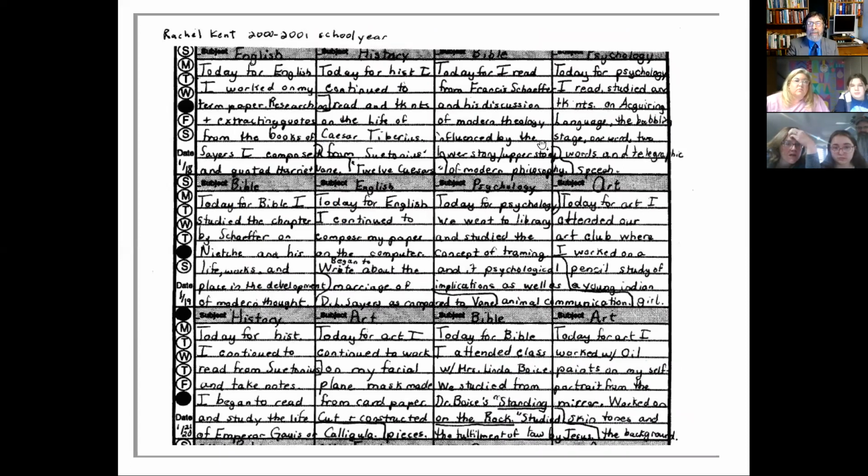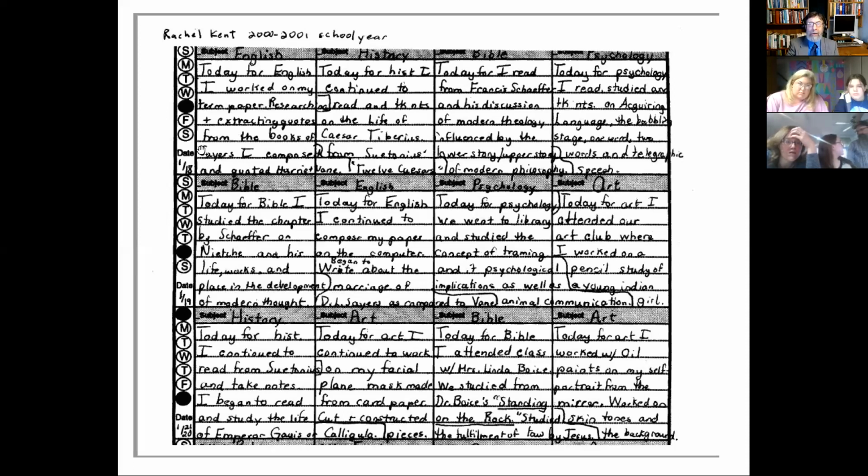This is from a planning book. She puts down what she does each day. This is Thursday. Today for English, I worked on my term paper and so on. History, today for history, I continued to read and take notes on the life of Caesar Tiberius. Today for Bible, I read from Francis Schaeffer, his discussion of modern theology. Today for psychology, I studied and took notes on acquiring language. What a fabulous log.